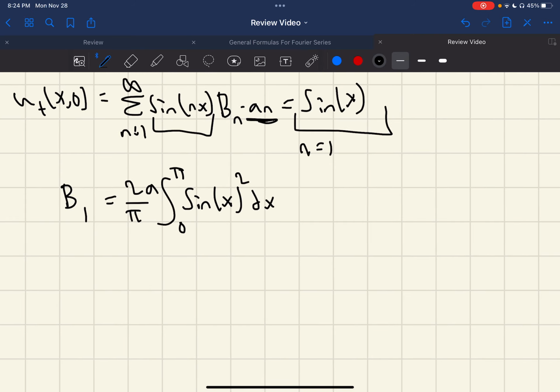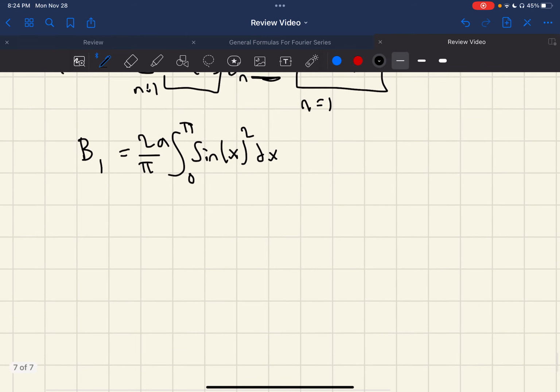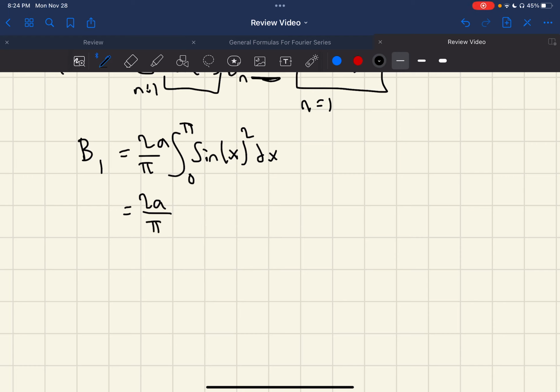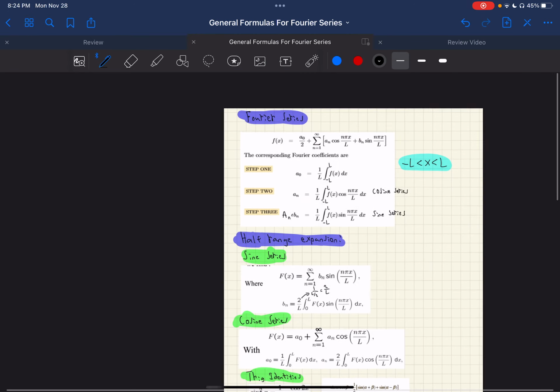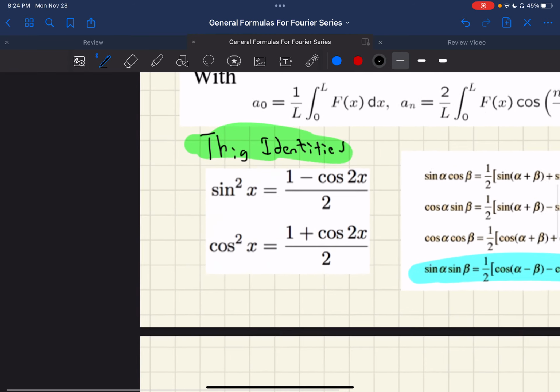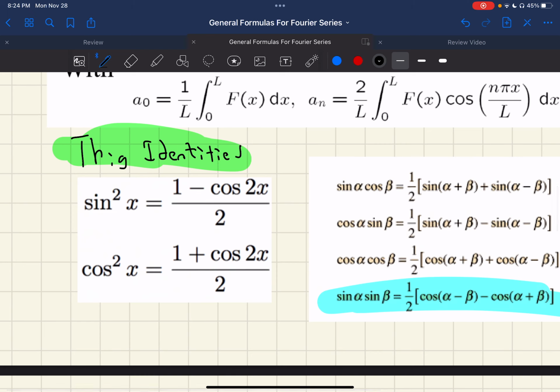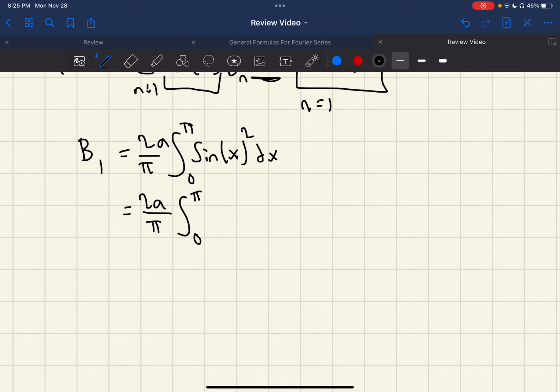So luckily there's an identity that makes this integral possible. So first, just rewrite that. The identity states, I believe, and I think this one is right, yeah, where sine squared x is the same as 1 minus cosine of 2x, over 2.